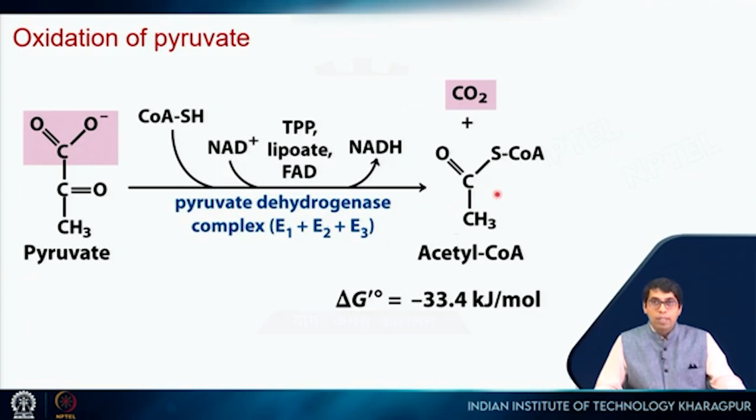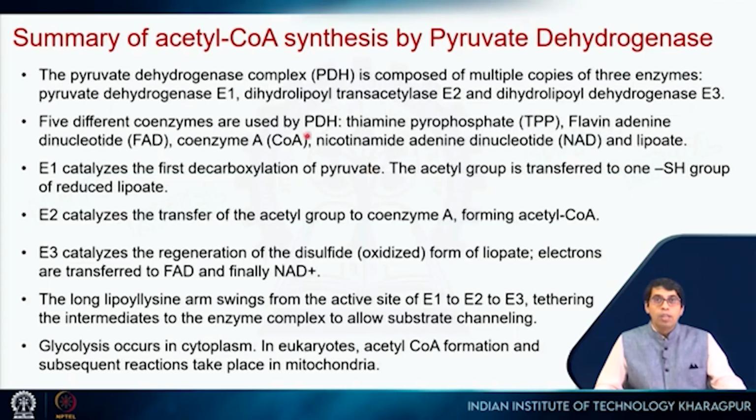So, we get acetyl coenzyme A, we get carbon dioxide, and we get NADH. Release of carbon dioxide drives this reaction forward. So, this is the summary of the acetyl coenzyme A synthesis by pyruvate dehydrogenase. Pyruvate dehydrogenase complex, in short we will refer to it as PDH.